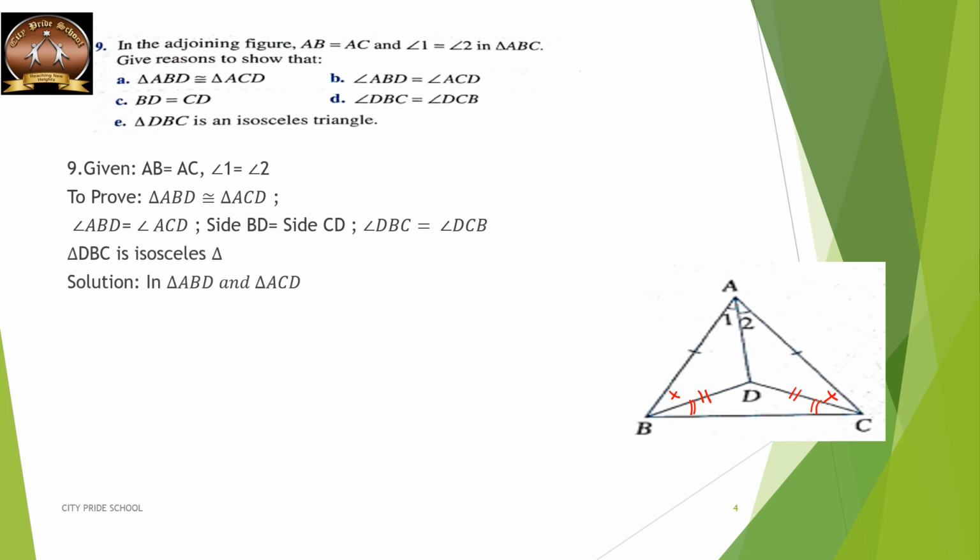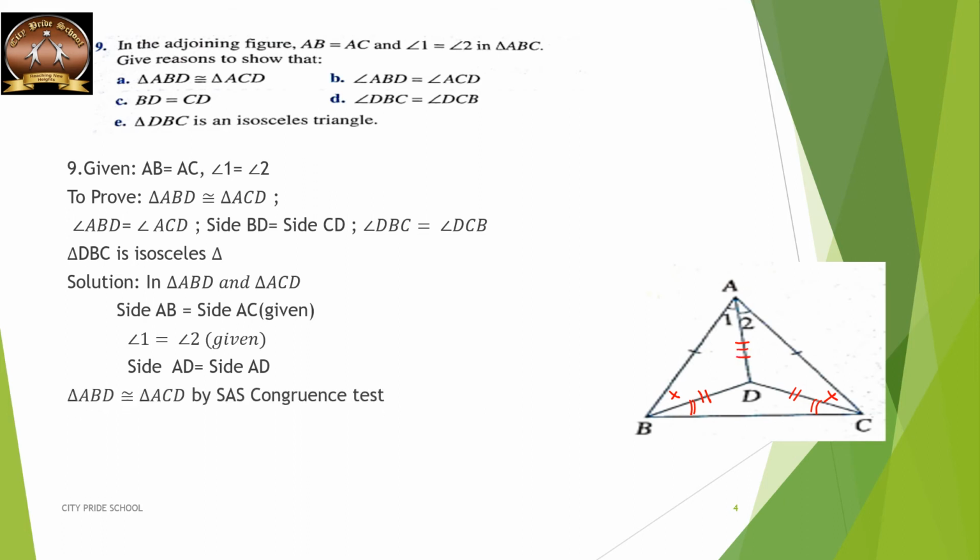That is, I am taking the two triangles first, the triangle ABD and ACD. First is that the side AB is equal to AC because it is given. Second is the angle 1 is equal to angle 2, that also is given. And third one, the common side, that is AD is equal to AD because it is common to both these triangles. So I can say the two triangles are congruent by SAS congruence test.